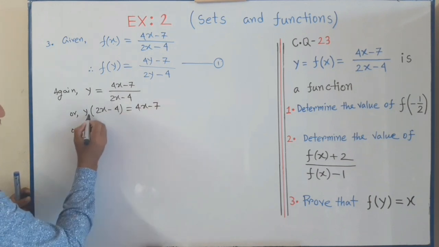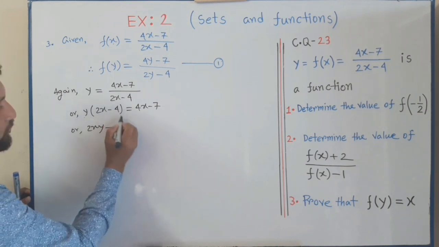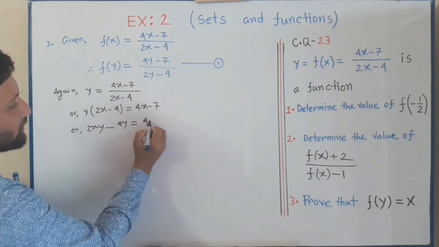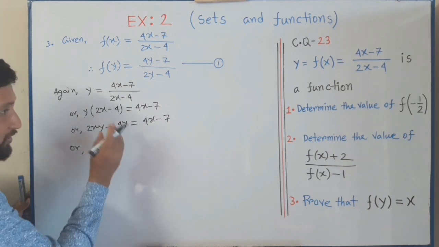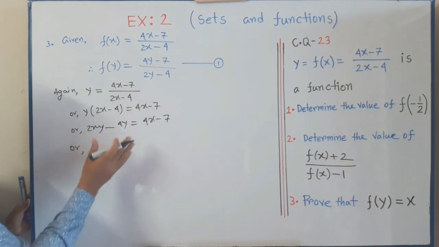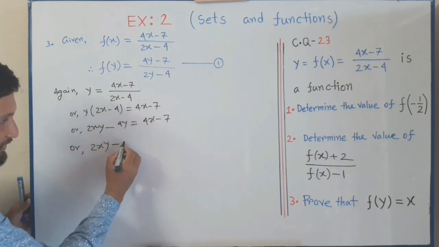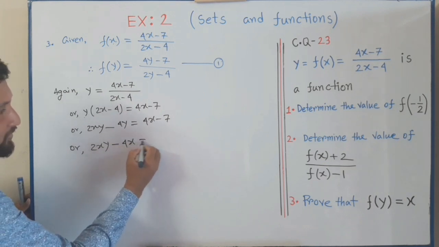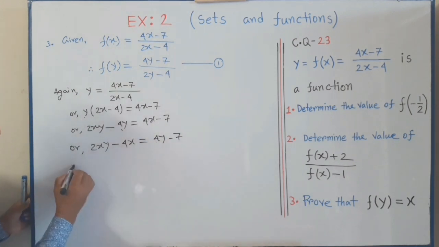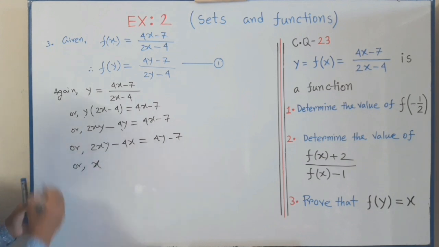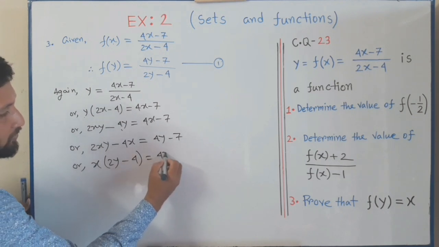Okay. Or here, 2xy minus 4y equal to, on the right hand side, 4x minus 7. Okay. We have to identify the value of x. So the terms of x convert to the left hand side. So 2xy minus 4x on the left hand side, if we pass 4x to the left hand side, minus 4x equal to, and minus 4y on the right hand side becomes plus 4y minus 7. We can write, and then now common x. So the rest term 2y minus 4 equal to 4y minus 7.